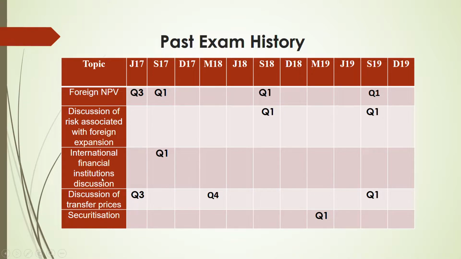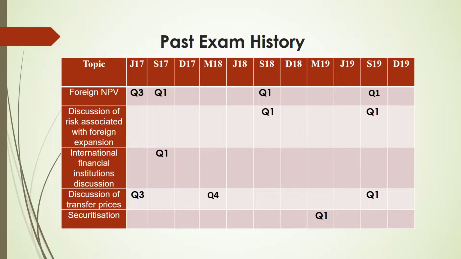International financial institutions was asked as a 50 marks question again in September 2017, once. Discussion of transfer prices has been asked 3 times, and securitization has been asked once. But the most important out of all of these is net present value. One is net present value, the other is the risk of foreign expansion. These are the 2 areas that the examiner could ask in your question number 1. Mostly, question number 1 asks for foreign net present value.